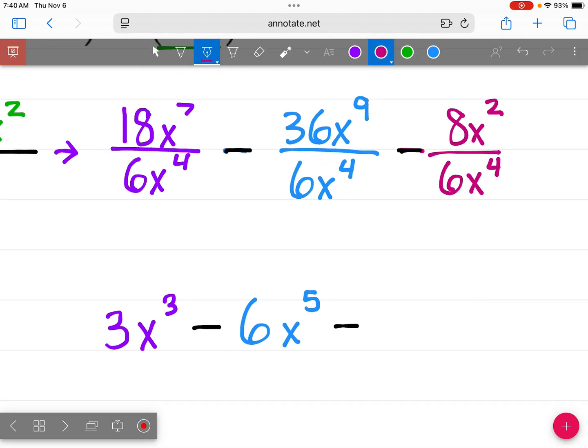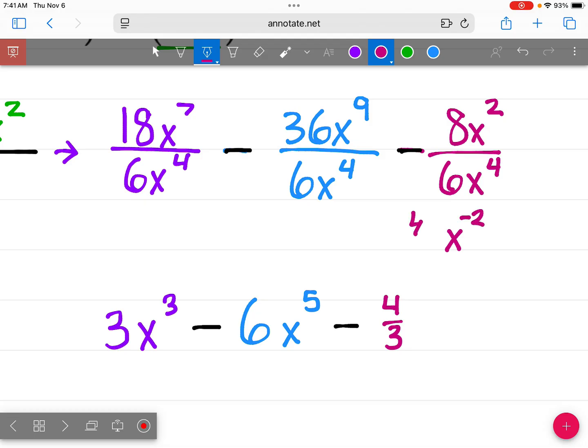Here's where this one gets a little bit messy. We got 8x squared over 6x to the 4th. What's 8 divided by 6? Unpleasant, right? Decimally. I don't want decimals. Leave it as a fraction. Can it simplify? 4 over 3. What happens with my x squared over x to the 4th? X to the negative 2 is what we're getting.